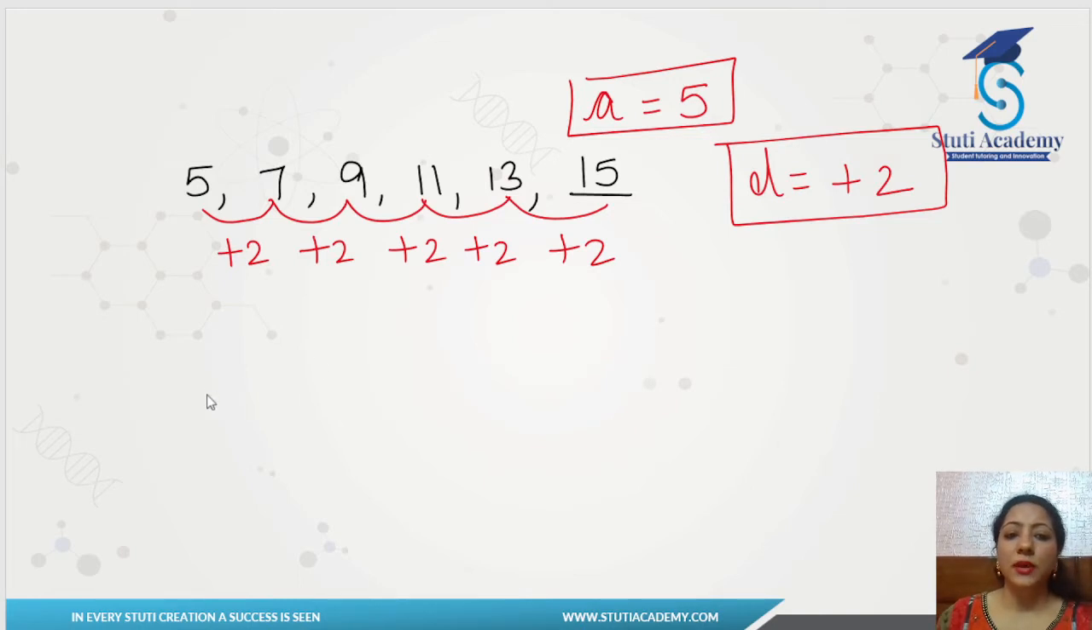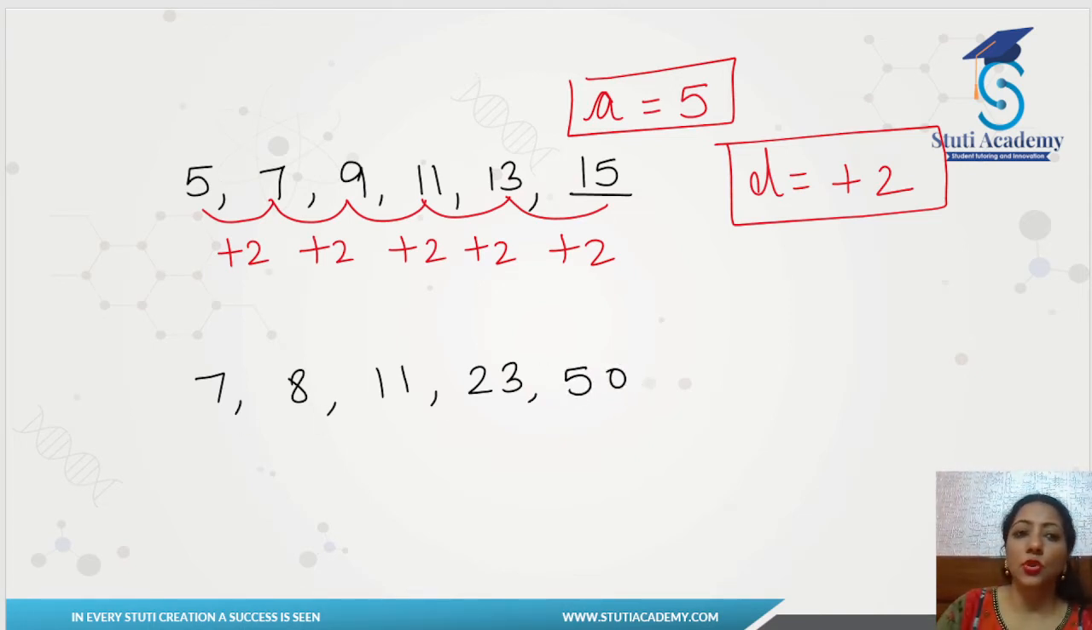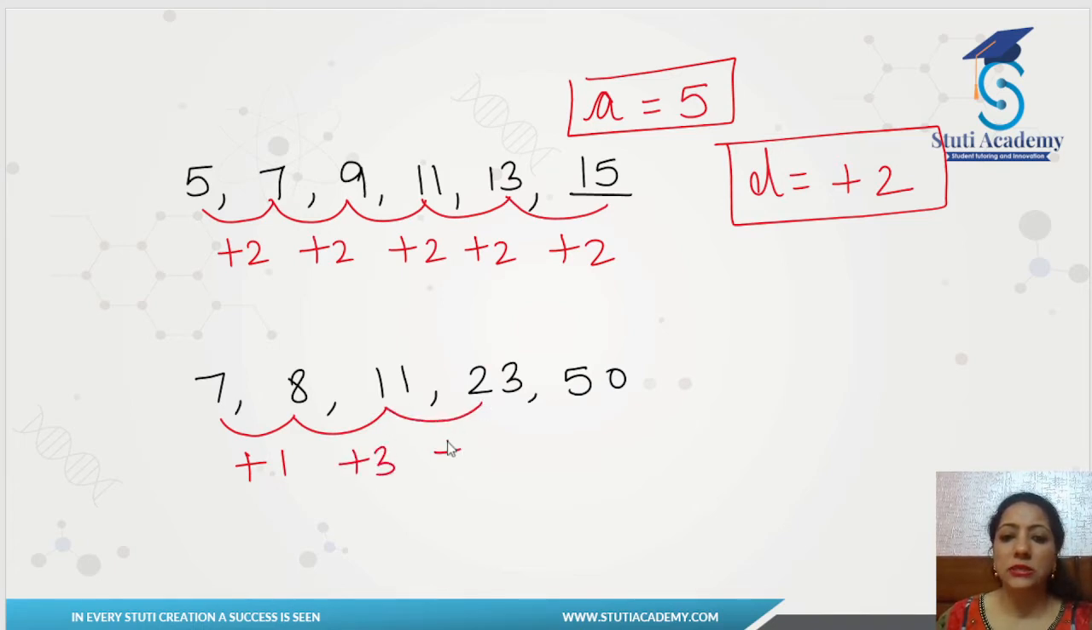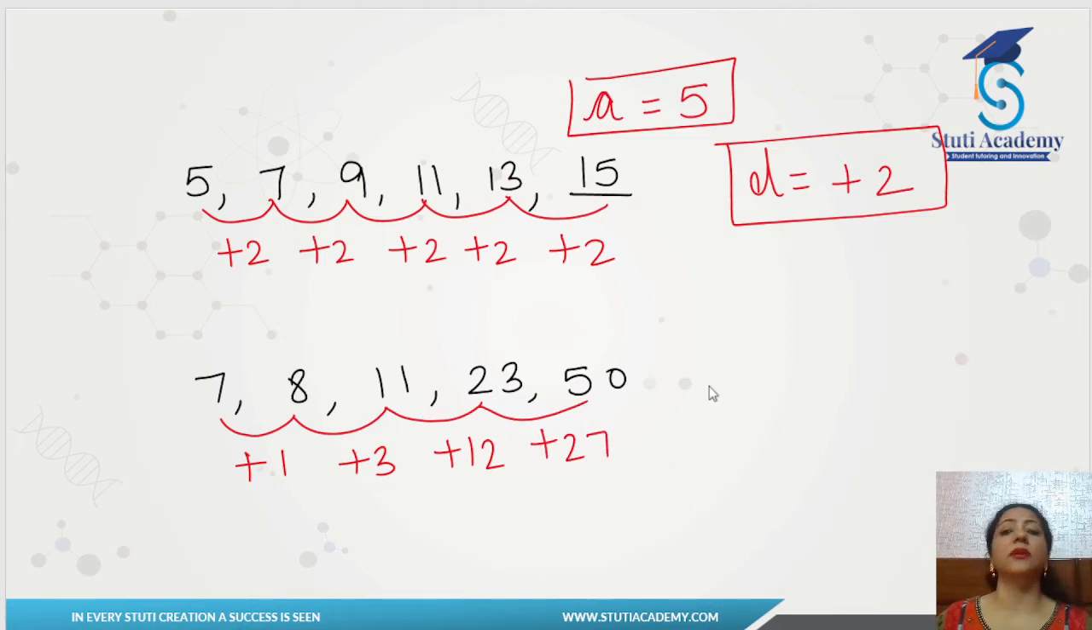Now please observe this one: 7, 8, 11, 23, 50. Is it an arithmetic progression? No, it's not, because every time we are adding a different number. Just see, we added 1 here, here we are adding 3, here we are adding 12, and here we are adding 27. So we are adding different numbers every time. So this is not an arithmetic progression.